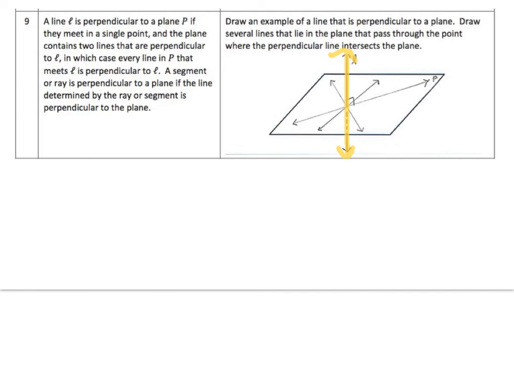Draw several lines that lie in the plane that pass through the point where the perpendicular line intersects the plane. So I just drew a bunch of lines. This one is perpendicular. The rest of them lie in the plane. And that got really messy.